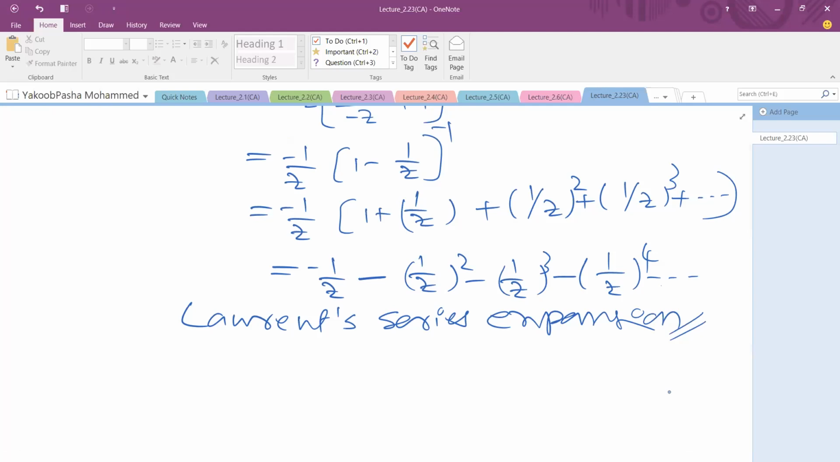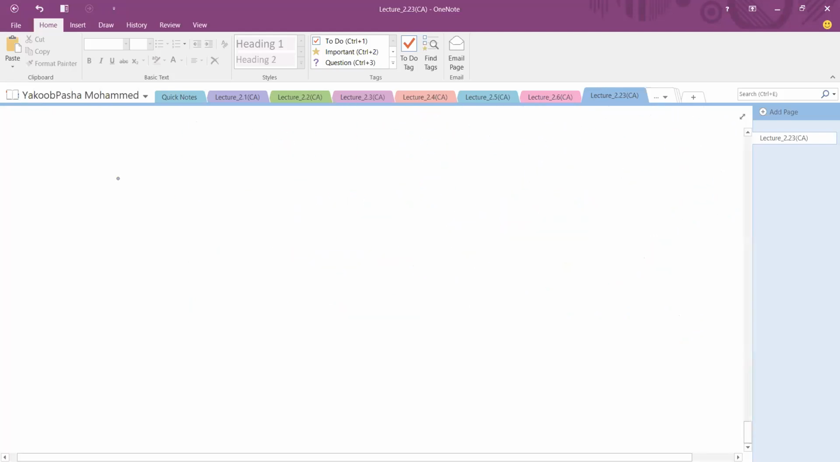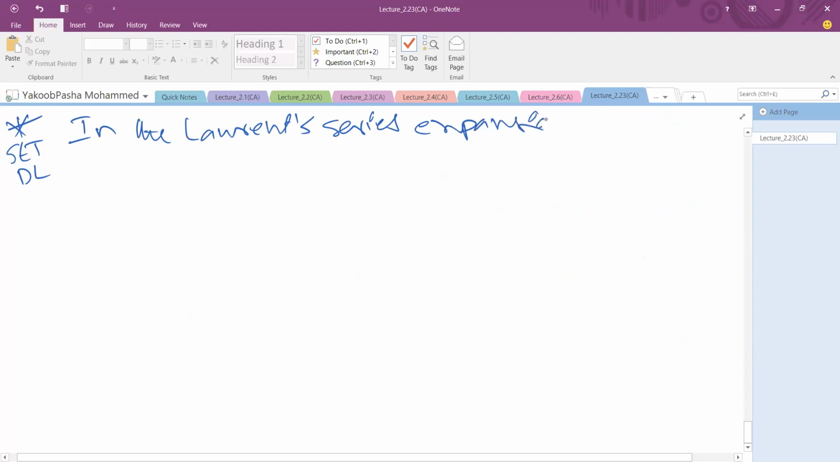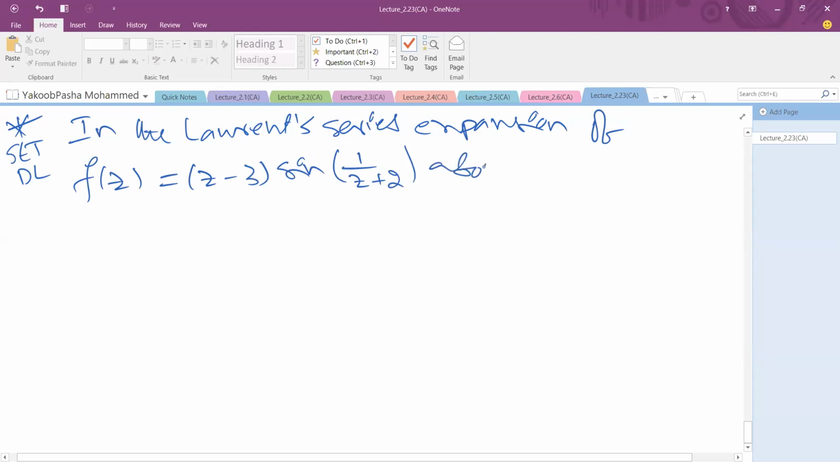Now I'm taking one simple problem. In the Lorentz series expansion of f of z is equal to z minus 3 into sin of 1/(z + 2), about z = -2.